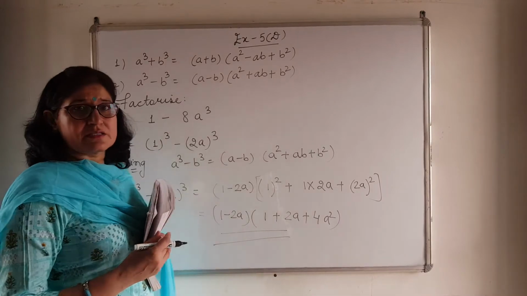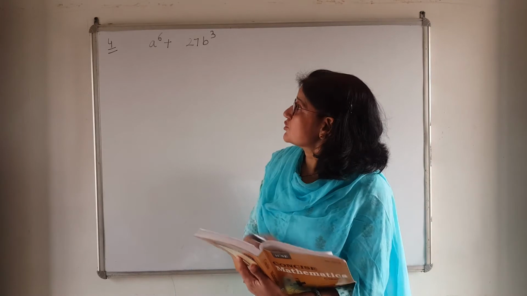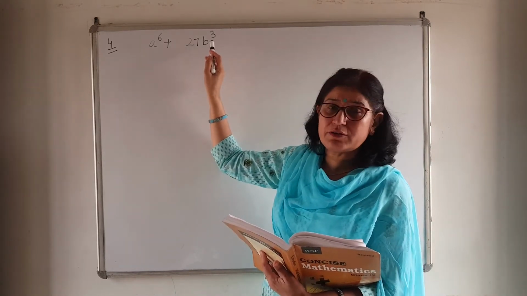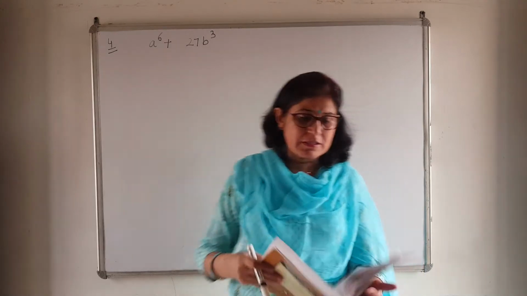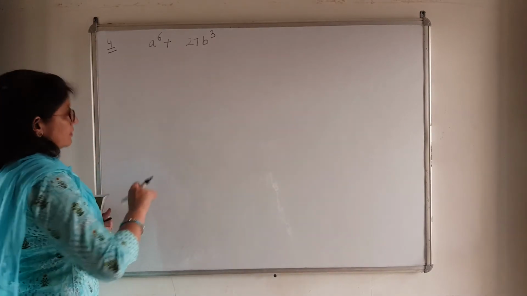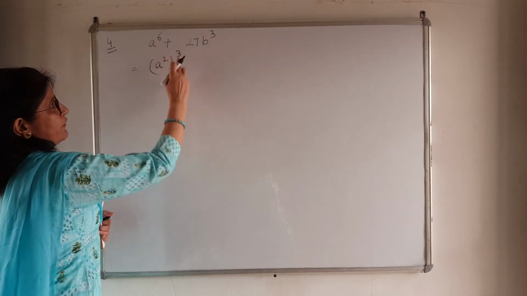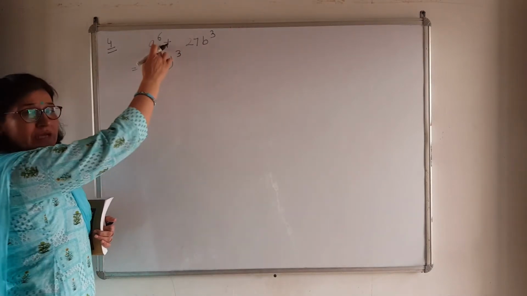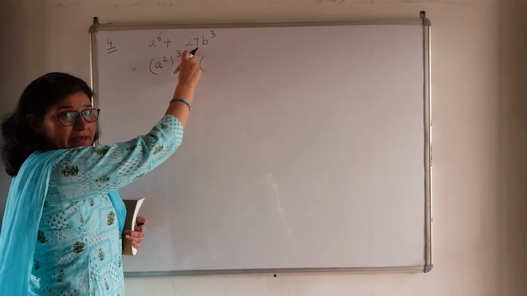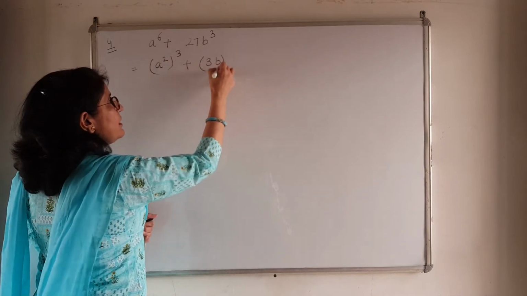This is the answer. Now our next question, question number 4. In question number 4, what is given? a^6 plus 27b cube. So we have two terms in plus. First of all, we have to change these terms in cube form. So you can write it as a square cube. When you multiply the powers, 3 2s are 6, we are getting the same. Here 27, what we will take? 27 is cube of 3. Yes, we will take 3b cube.